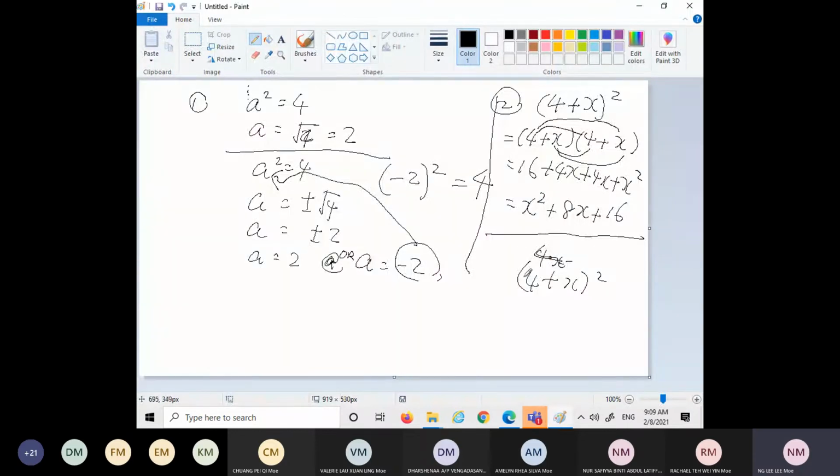You want to do the shortcut way, means the first term times itself, so 4 times 4, 16. Second term times itself, so x times x, x squared. The middle term will be first term times the second term times 2. So 4 times x is 4x, times 2, so it's 8x. Just be careful with the sign attached to this term. If this is negative, then the whole middle term will be negative 8x. That's all, I think.